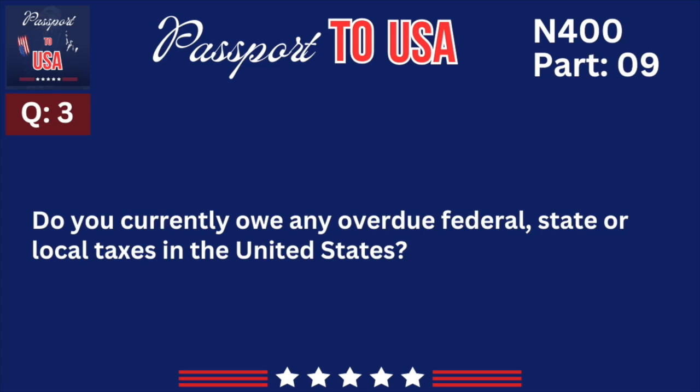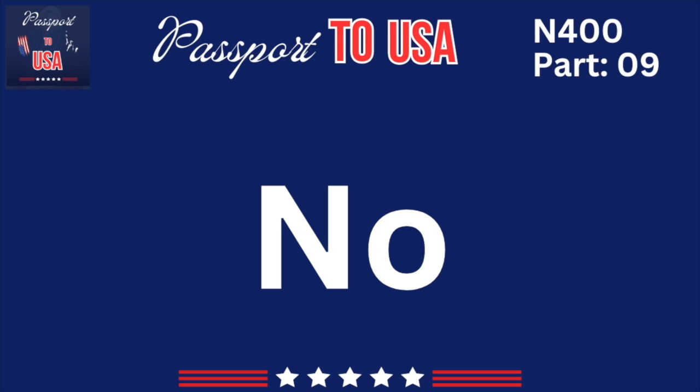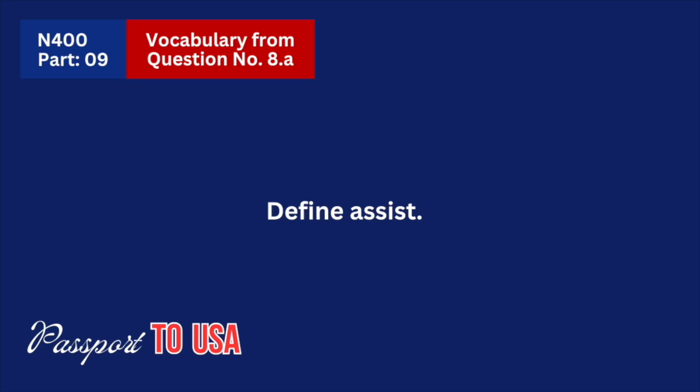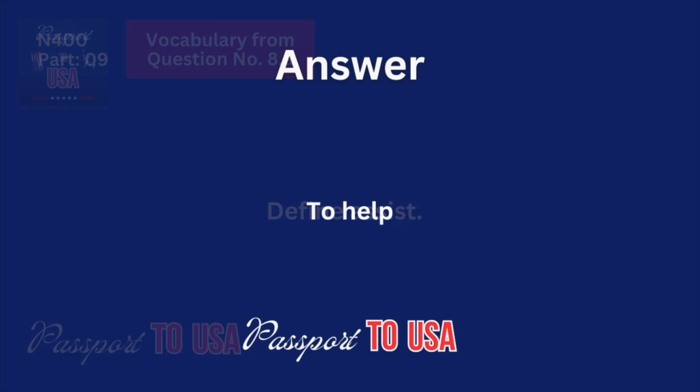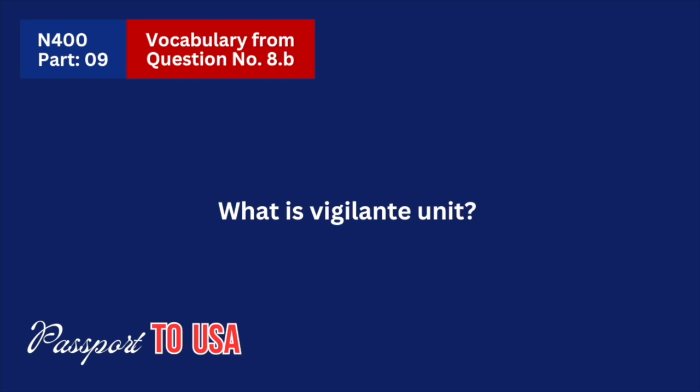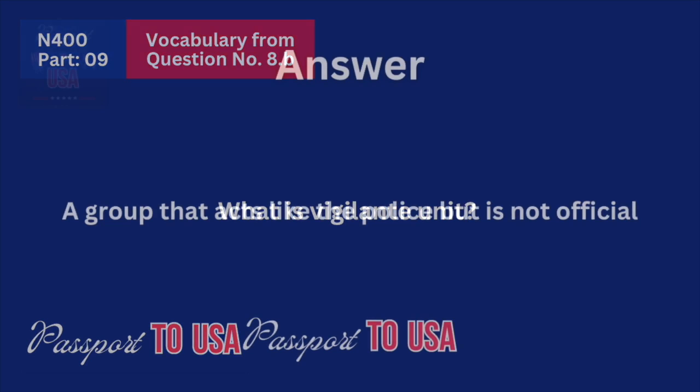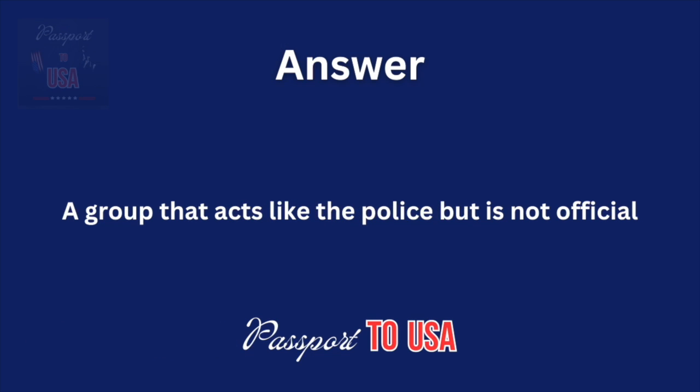Do you currently owe any overdue federal, state, or local taxes in the United States? No. Define assist. To help. What is vigilante unit? A group that acts like the police, but is not official.